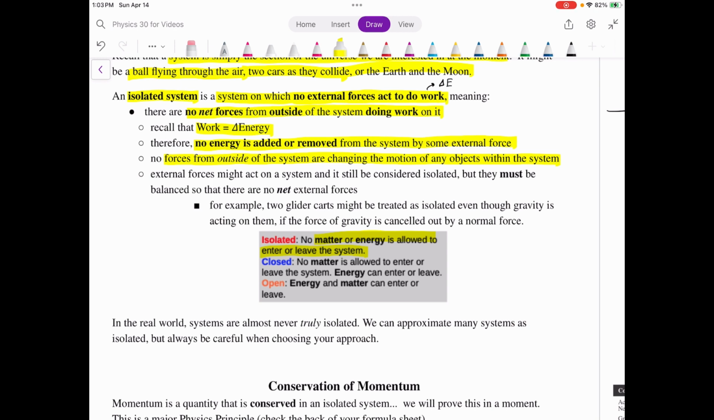So external forces might act on a system and we could still consider it isolated, but they must be balanced so that there are no net external forces. Because we know from Physics 20 that a force can act on an object and its motion not change as long as that force is canceled out by something else.